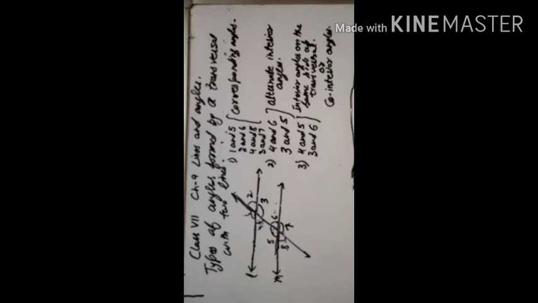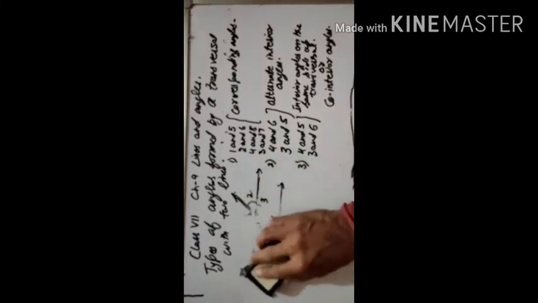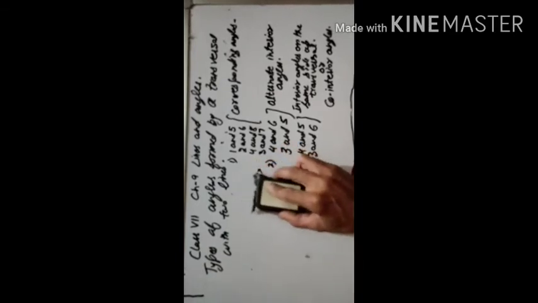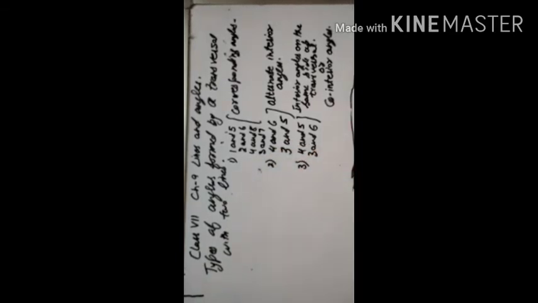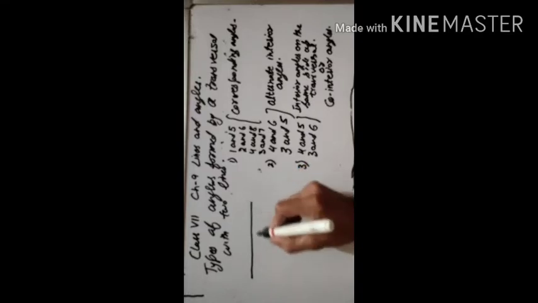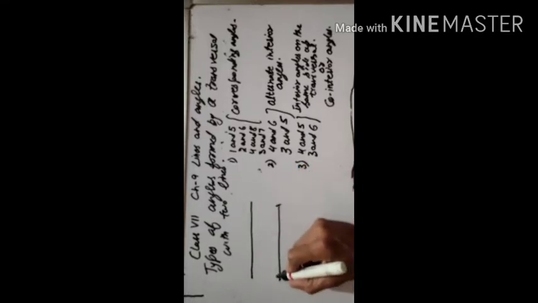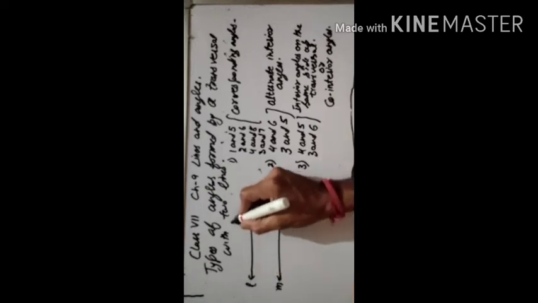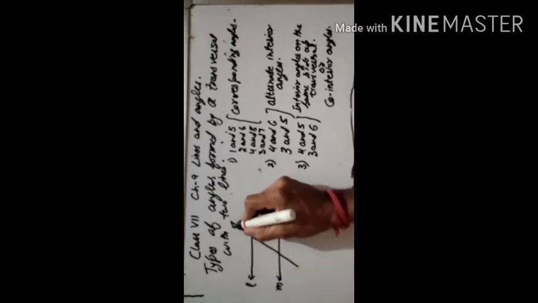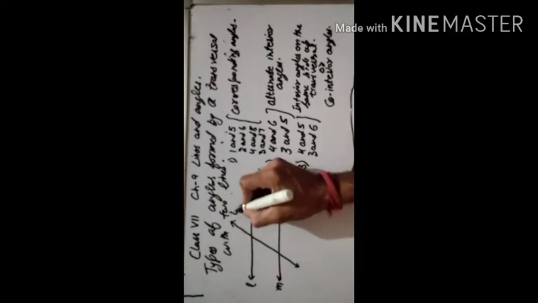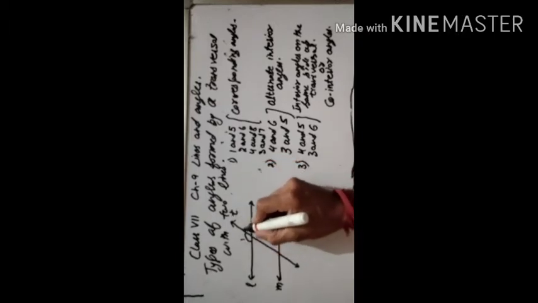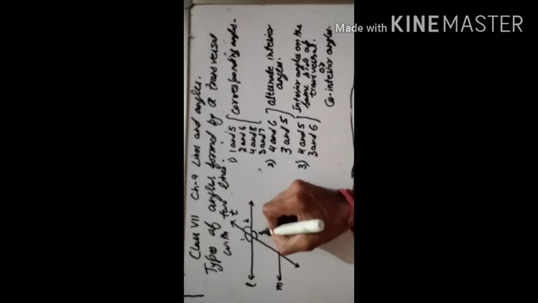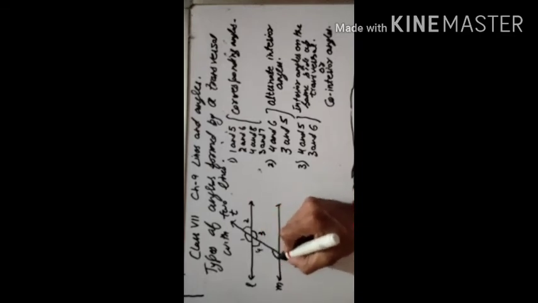Now what about these angles if two lines are parallel? Suppose these two lines, L and M, are parallel, and this transversal T cuts these lines, forming angles 1, 2, 3, 4, 5, 6, 7 and 8.